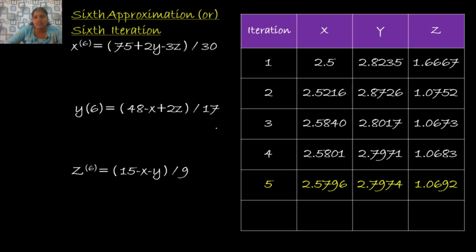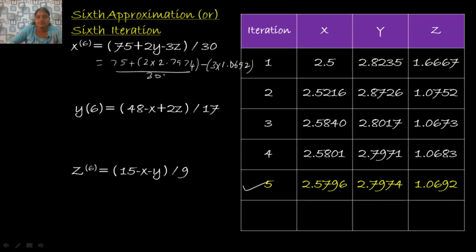In the sixth iteration we make use of the fifth iteration values of x, y, z to calculate the values of x, y and z. So now x is equal to 75 plus 2 product y value 2.7974 minus 3 product z value 1.0692 over 30. Simplifying this you get the value of x as 2.5796.